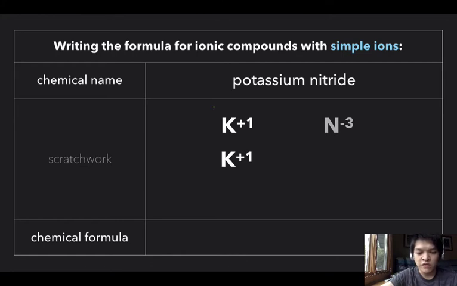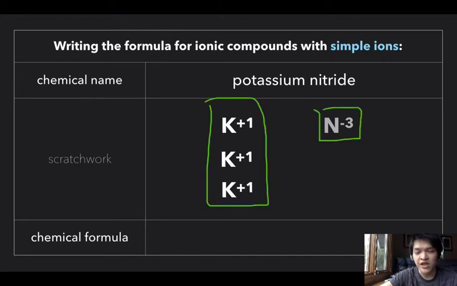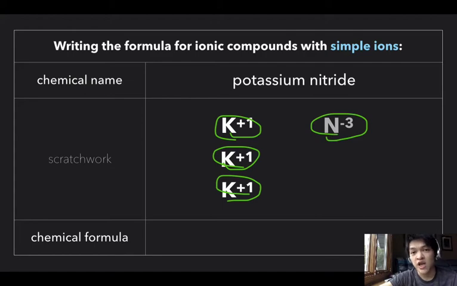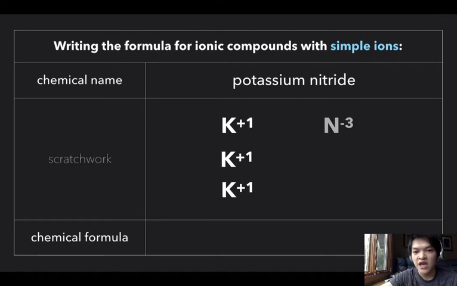Now there's a total of +2. There's still a -3. They still don't cancel out. So we're going to need more positive again. Now we have a total of +3 and a total of -3. They do cancel out. Great. So we can write our chemical formula. And in our chemical formula, how many potassium ions are there? There's a total of 3 potassium ions, and there's only 1 nitride ion. So our formula should have something like K3N. Okay, K3N.